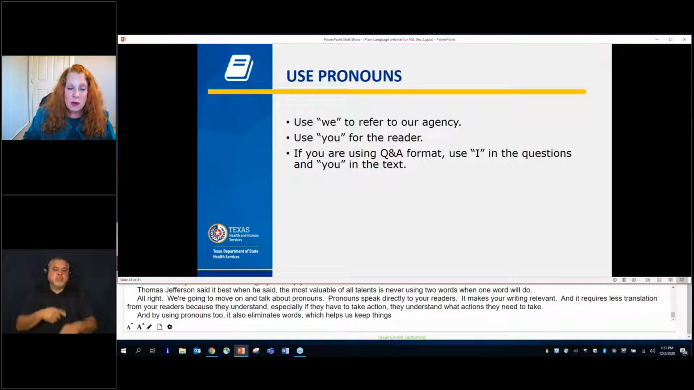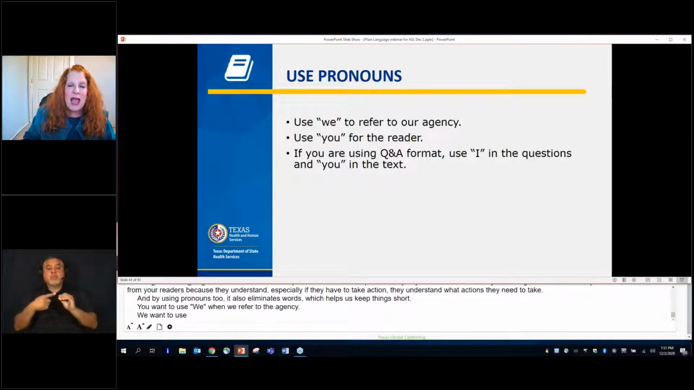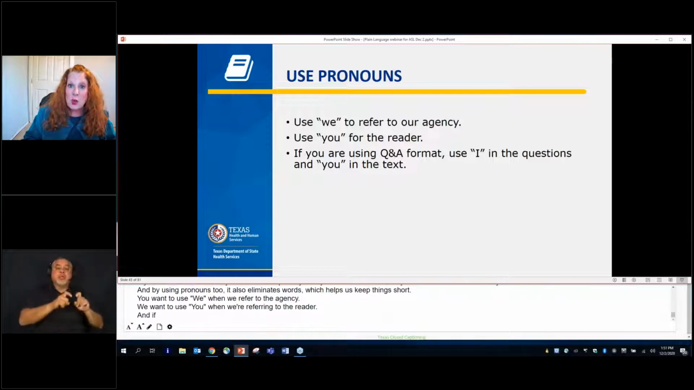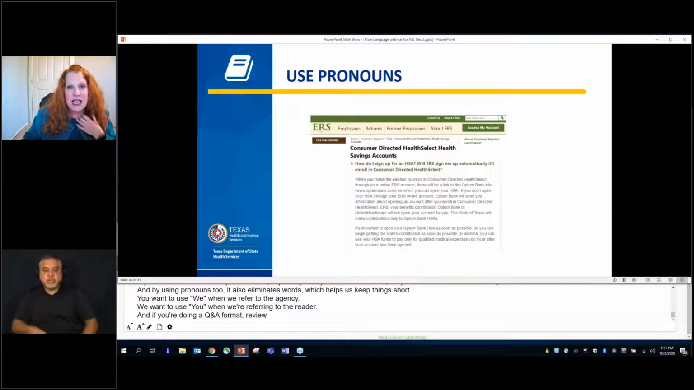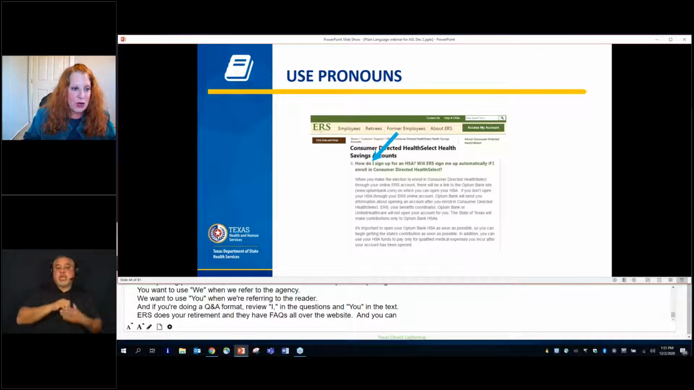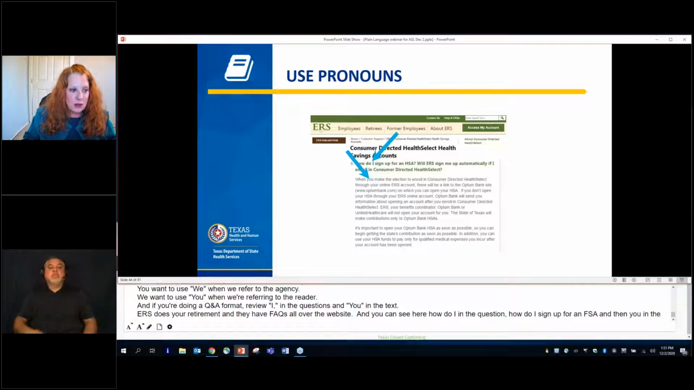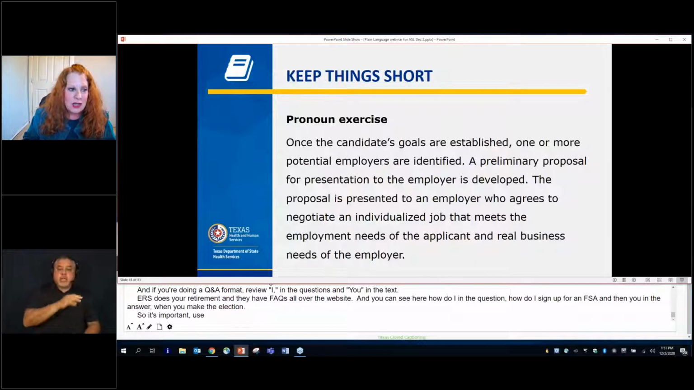You want to use we when we refer to the agency. We want to use you when we're referring to the reader. And if you're doing a Q&A format, use I in the question and you in the answers in the text. ERS is the agency that oversees our benefits and retirement, and they do a really good job on their FAQs, which are all over their website. And you can see here, how do I, in the question, how do I sign up for an HSA? And you in the answer, when you make the election. So it's important. Use I in the question and you in the answers of the text.